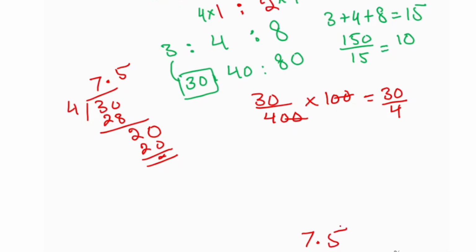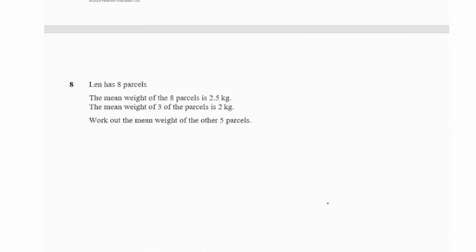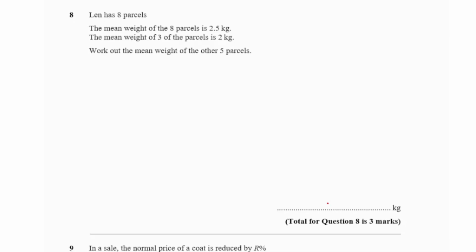7.5% empty small jar. Okay, let's move on to the next one now. So we have question number 8. It says Len has 8 parcels, so the mean weight of the 8 parcels is 2.5 kg. So there are 8 parcels and 3 parcels weigh 2 kg.